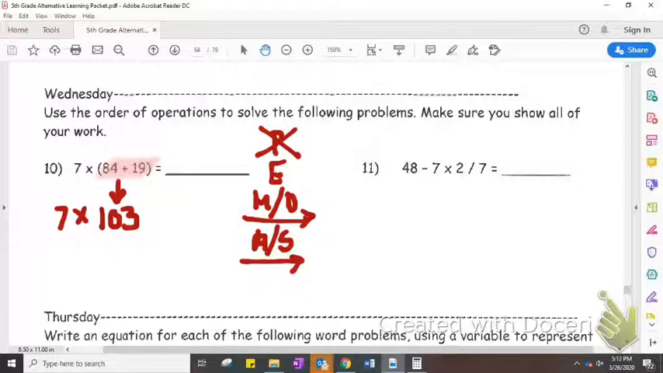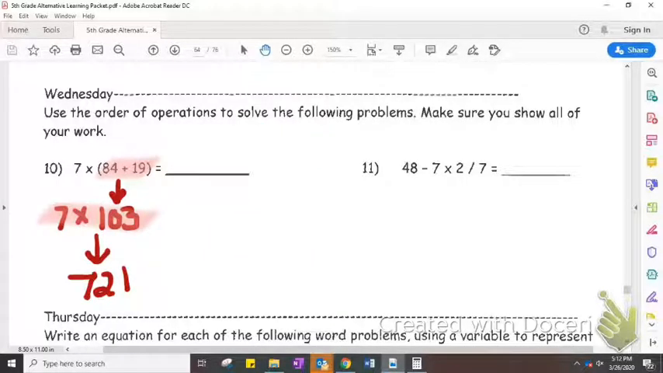Okay, so now we have 7 times 103. I don't see exponents. I see one multiplication, one thing to simplify with multiplication. 7 times 103. Okay, and that gets us 721. Simplifies to 721. Okay. We'll do the same thing now with number 11.